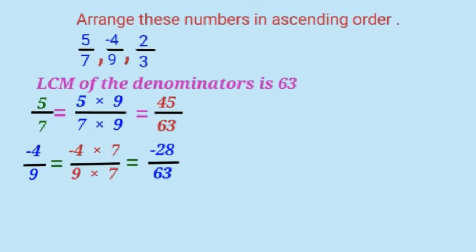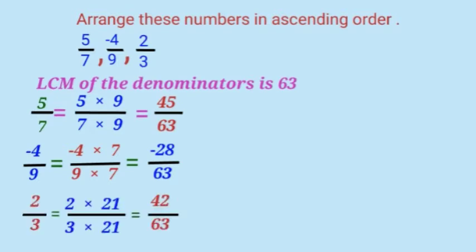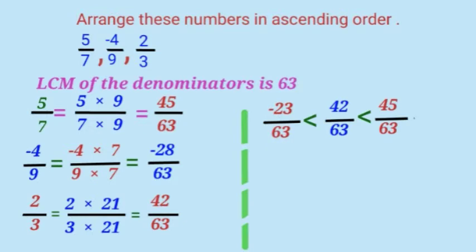Next take 2 by 3. 2 by 3 is equal to 2 into 21 by 3 into 21, which is equal to 42 by 63. Now all the denominators are same. So let's compare these numbers. Minus 28 by 63 is less than 42 by 63 is less than 45 by 63. So, minus 4 by 9 is less than 2 by 3 is less than 5 by 7. Ascending order means arrange numbers from smallest to biggest.